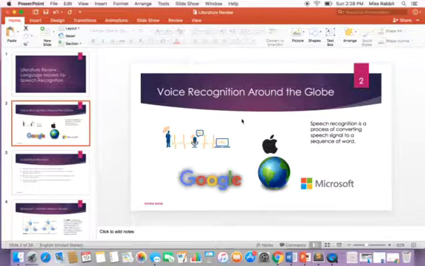Speech recognition is very famous around the globe, and it's been used widely by different famous companies such as Google, Apple, or Microsoft.